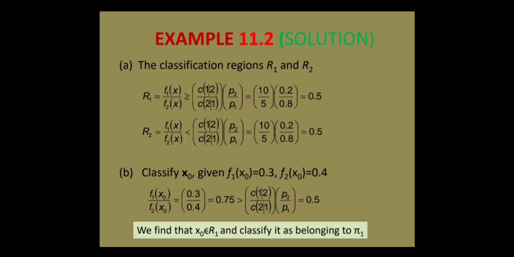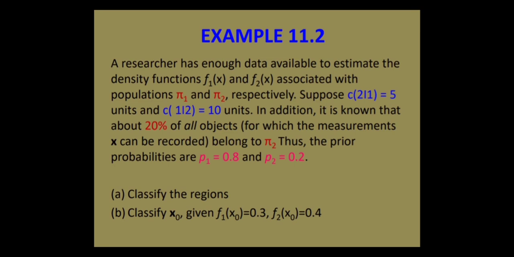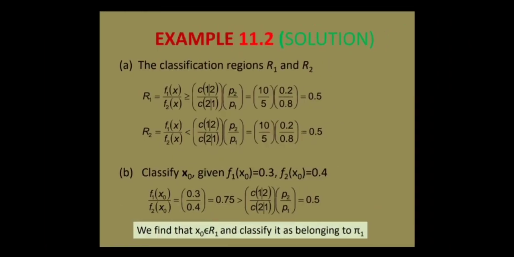Okay, and then dia kata classify x0, which is the new observation ataupun new object, given that f1(x0) is 0.3 and f2(x0) is 0.4. So using the formula tadi, kena cari dulu the density ratio. It will be 0.3 divided by 0.4, it is 0.75. So 0.75, the density ratio ni will lie in which region? So we can make the conclusion because the density ratio is more than 0.5.